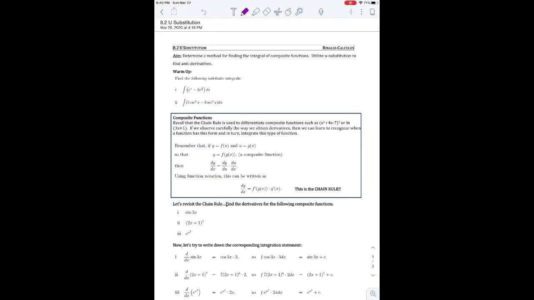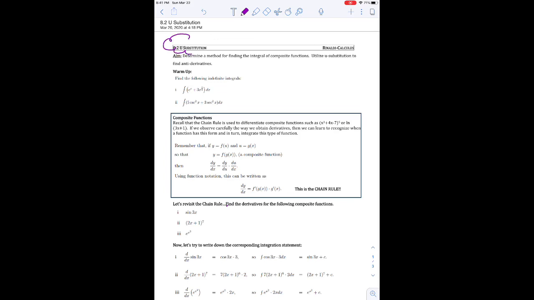Welcome to our lesson on 8.2, called U Substitution. So 8.1, just as a reminder, was all about finding antiderivatives. We learned about the constant rule, the power rule, and the sum and difference rule, and those were three major rules that we utilized a lot for 8.1 and the 8.1 extension. So here we are at 8.2, U Substitution.